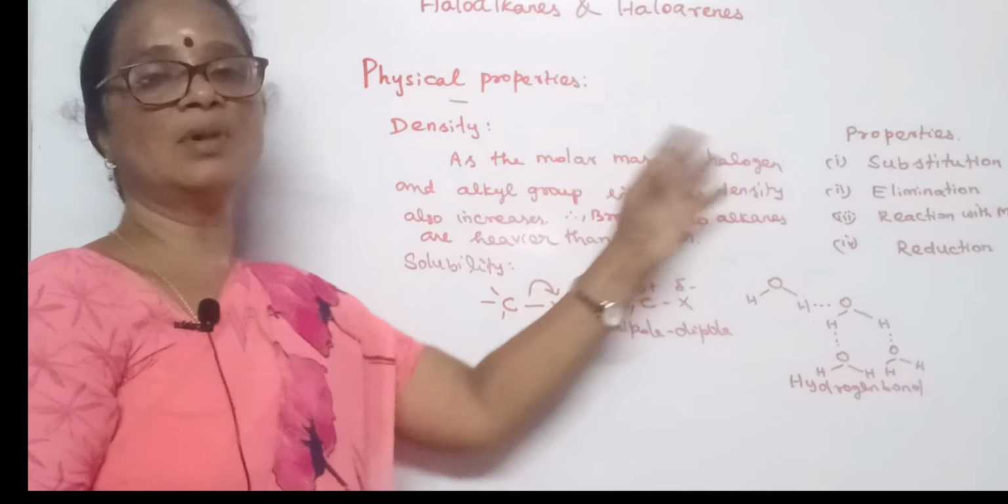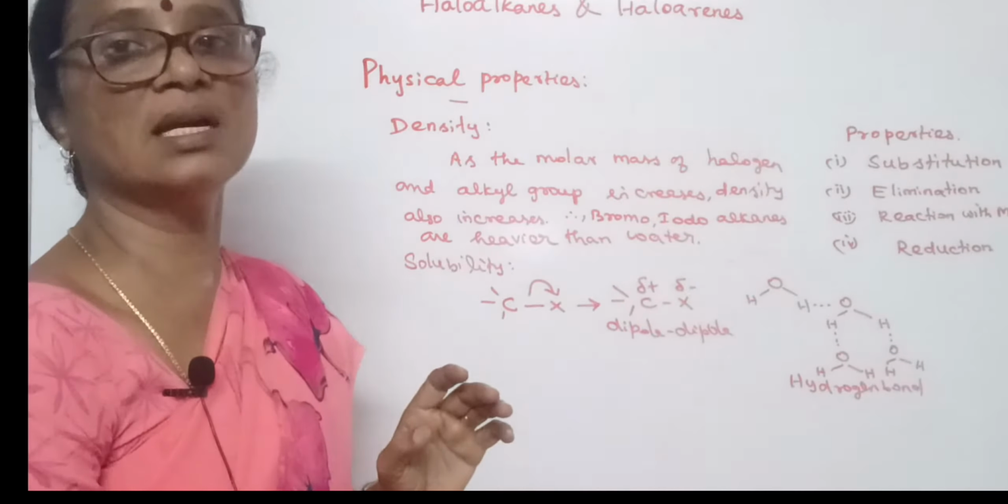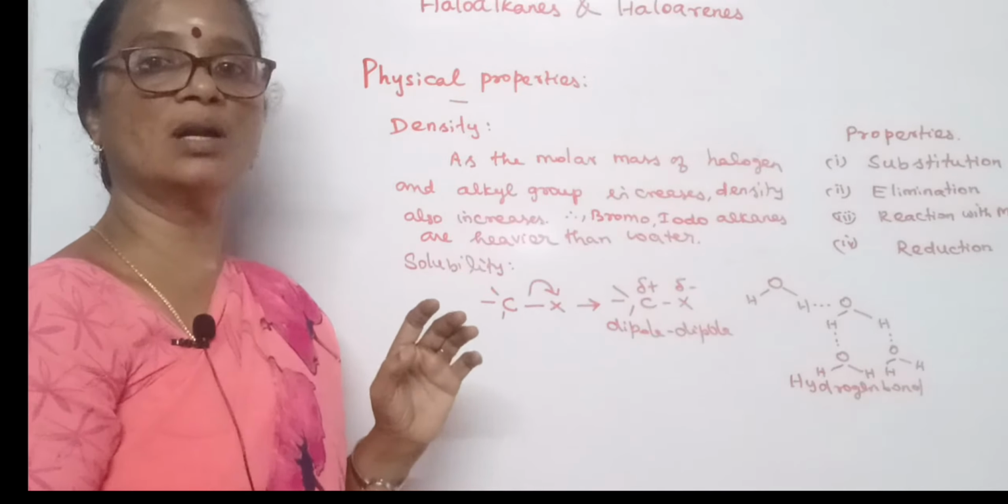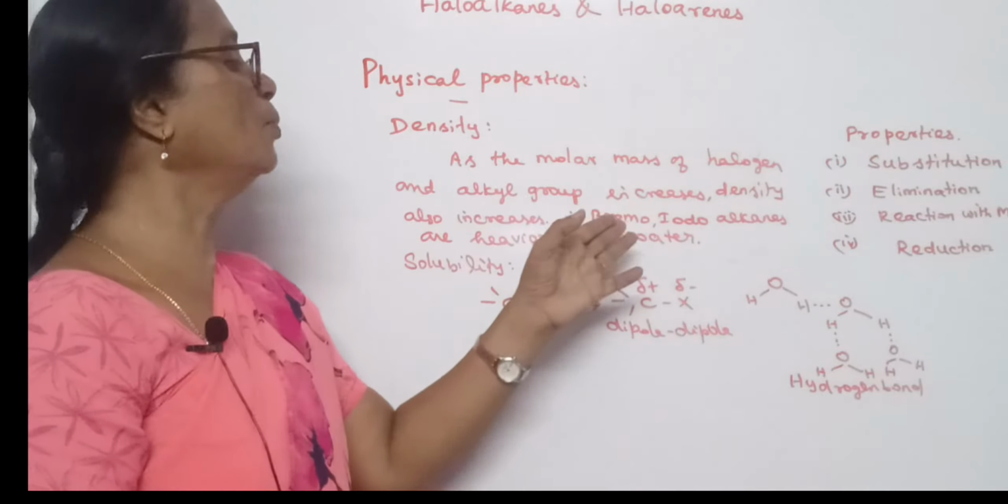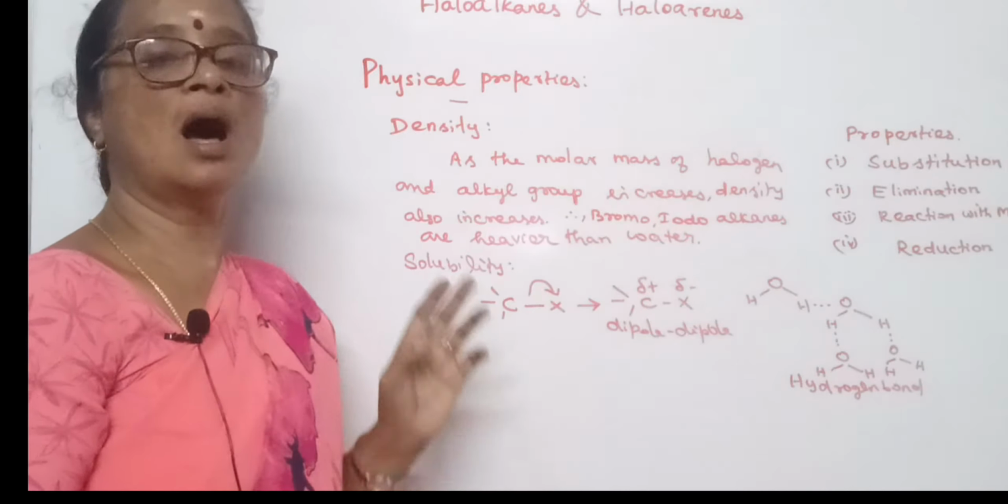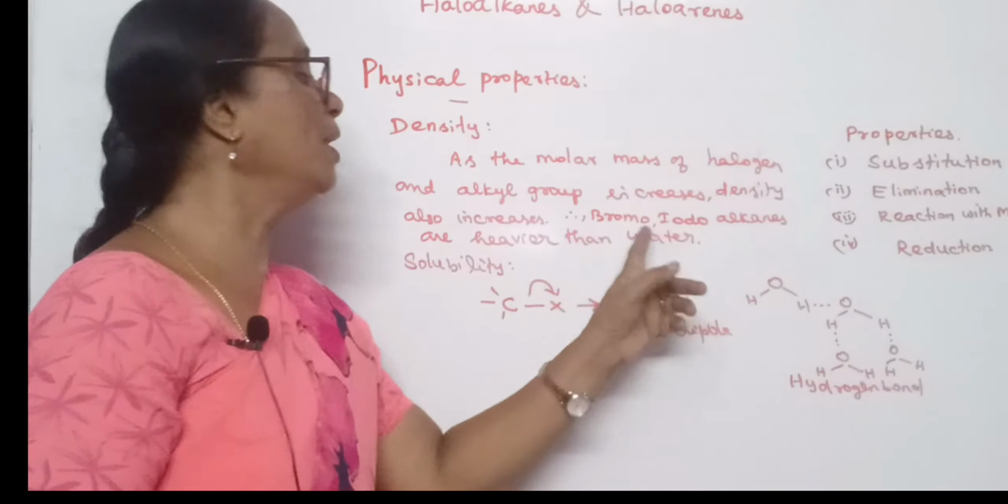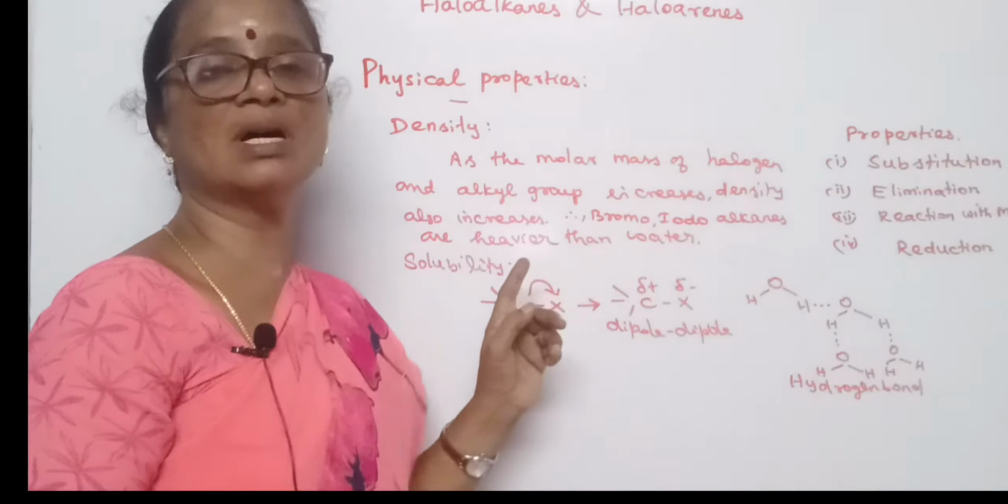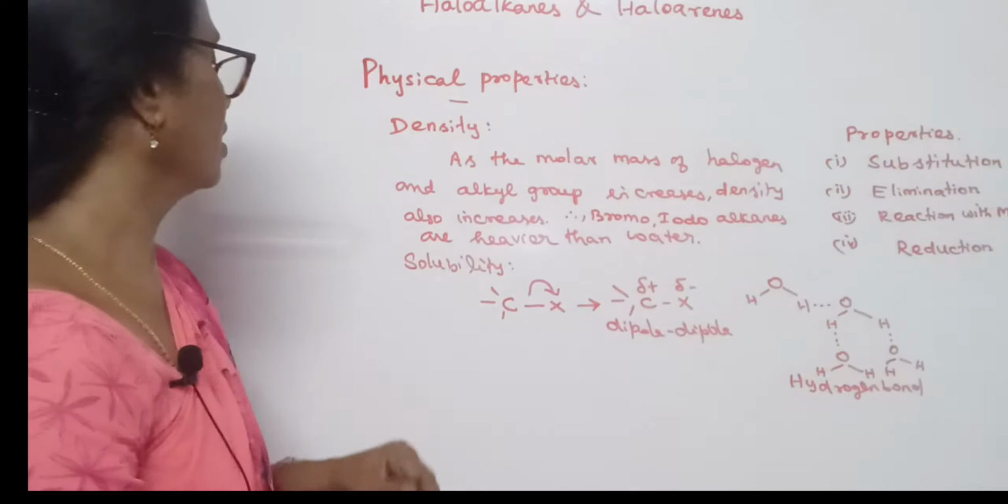Density. As the molar mass of haloalkane increases, the density of the compound also increases. Usually, the bromo and iodoalkanes are always heavier than water because of the higher molar mass of bromine and iodine.